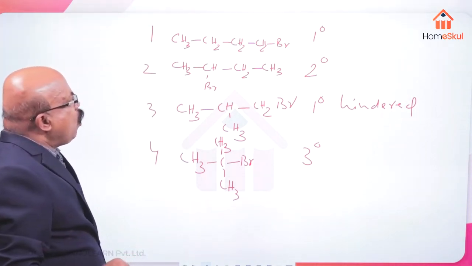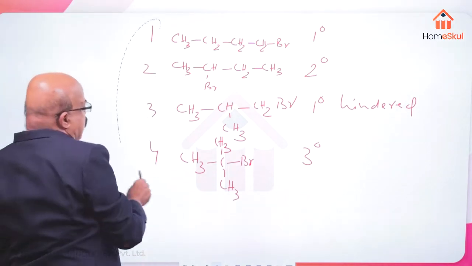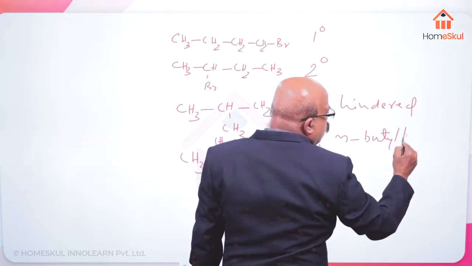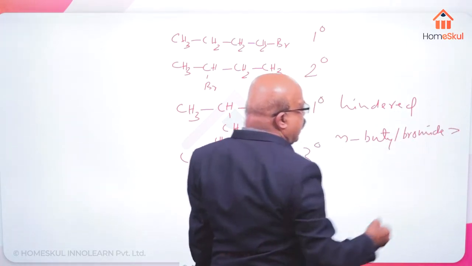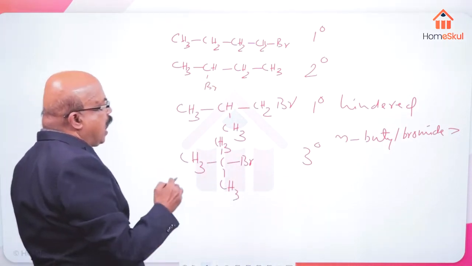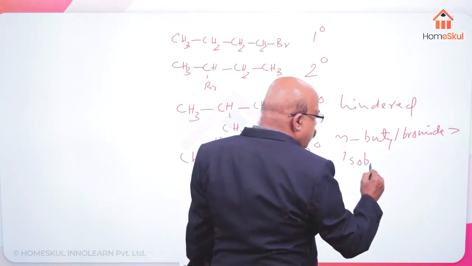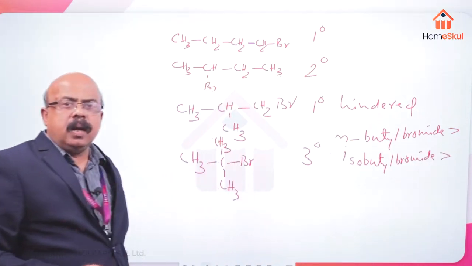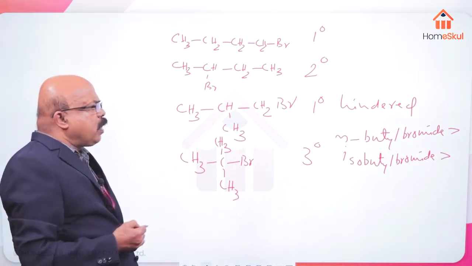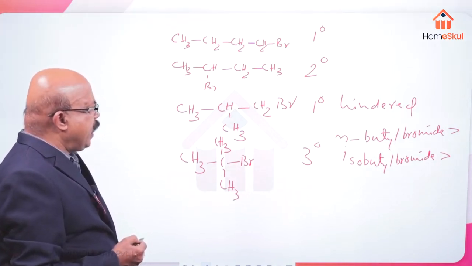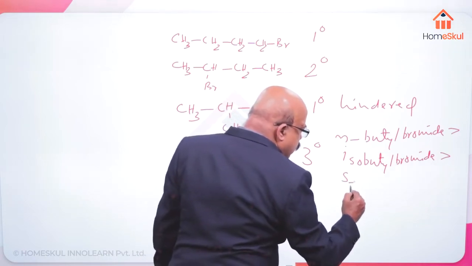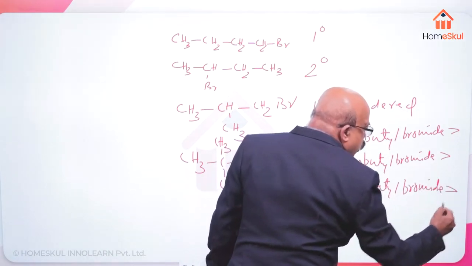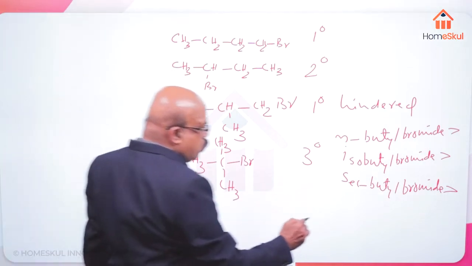So you can say that normal butyl bromide is more reactive. Another primary is isobutyl bromide, that is also primary but that is somewhat more hindered than normal butyl bromide. So normal butyl bromide is more reactive than isobutyl bromide, more reactive than secondary butyl bromide, more reactive than tertiary butyl bromide.